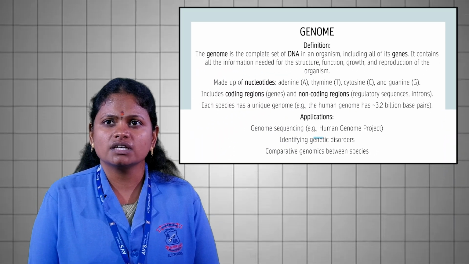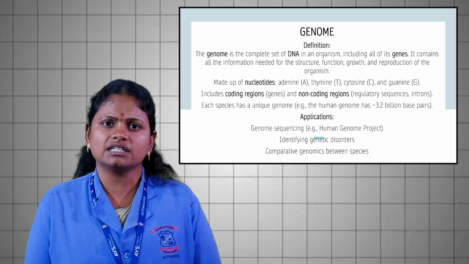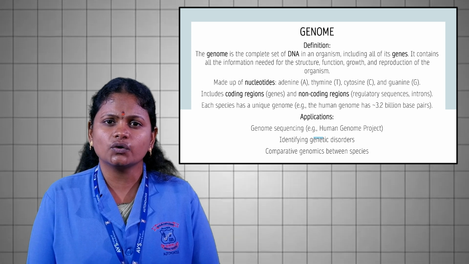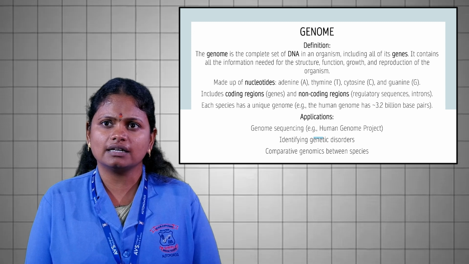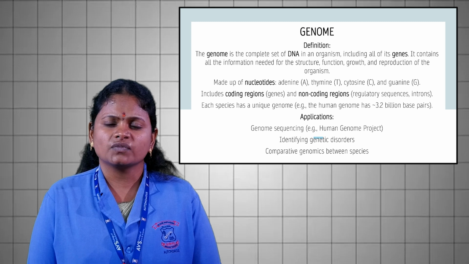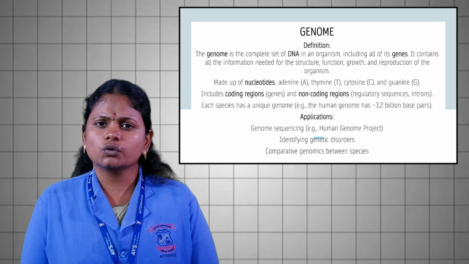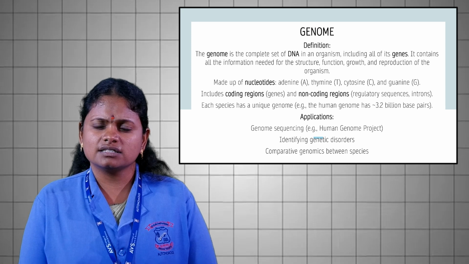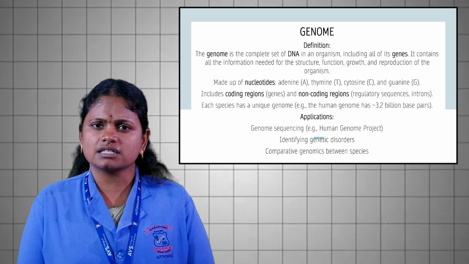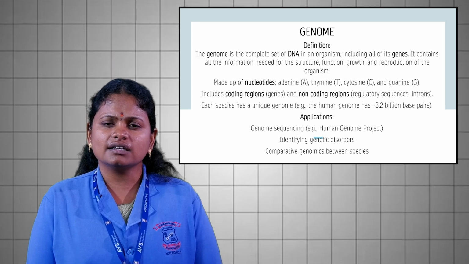Next: genome, transcriptome and proteome. First, the genome. The genome is the complete set of DNA in an organism, including all genes, containing the information for the structure, function, growth and reproduction of the organism. The nucleotide sequence is made of adenine, thymine, cytosine and guanine. There are coding regions and non-coding regions. Coding regions relate to gene regulation and gene sequence analysis with bioinformatics tools. Non-coding regions include regulatory sequences and introns.